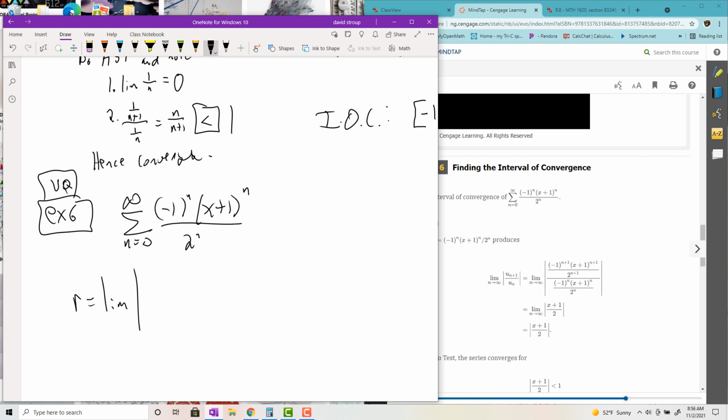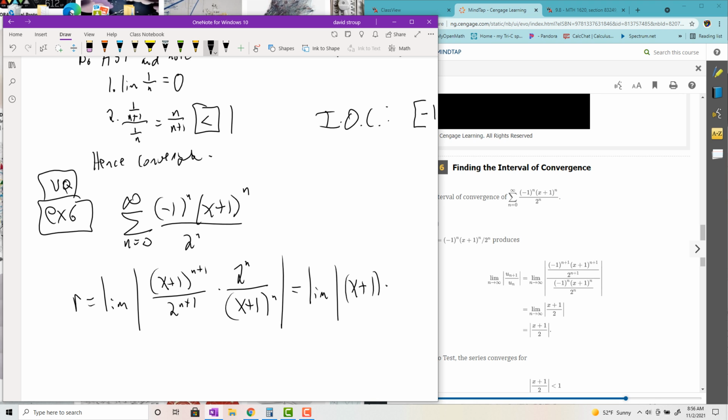So anyways, I'm just going to put the x plus 1 to the n plus 1 all over 2 to the n plus 1, and then divided by a sub n, but times the reciprocal of a sub n, in other words, which will be 2 to the n all over x plus 1 to the n. Simplifying this, x plus 1 to the n plus 1 over x plus 1 to the n. You subtract the exponents, you get x plus 1 to the n plus 1 minus n, which of course is just x plus 1.